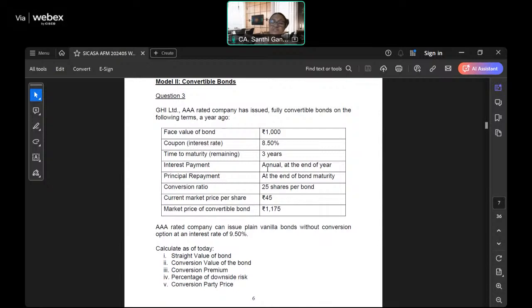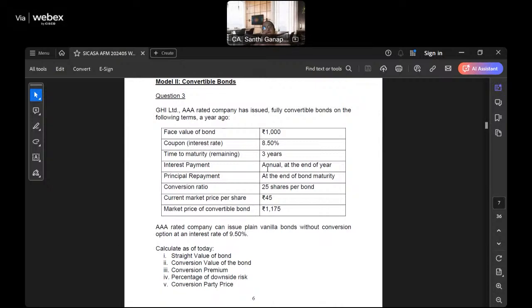Calculate straight value of bond. See, the correct way of questioning that would be value of a straight bond. What is the correct way of doing it? Value of a straight bond. Not straight value of a bond. There is no straight value, crooked value. It is value of a straight bond. Straight bond means regular bond. That is a bond without conversion option.